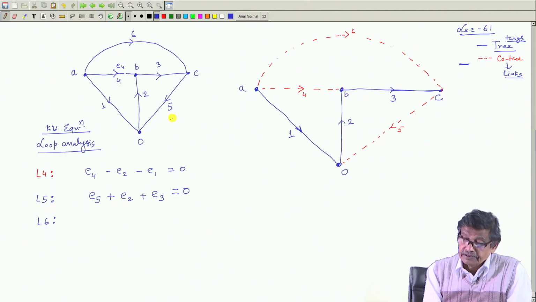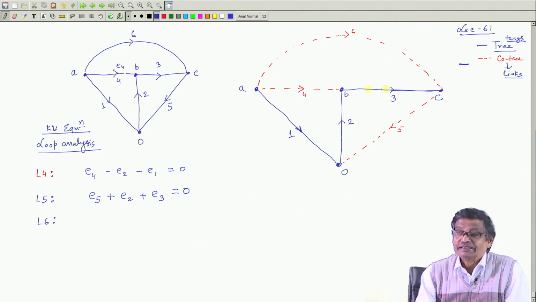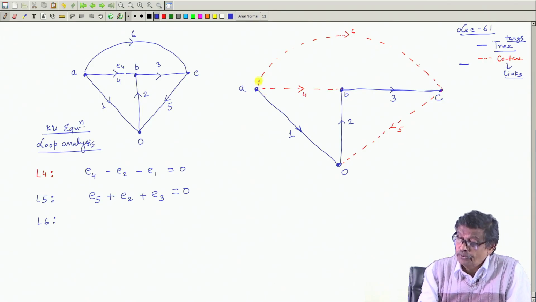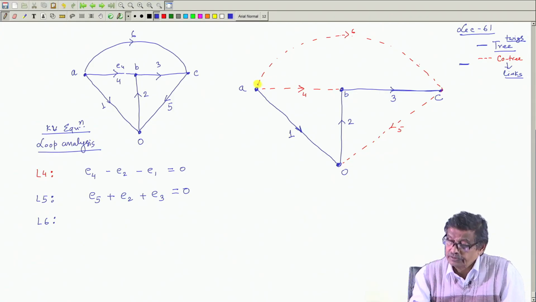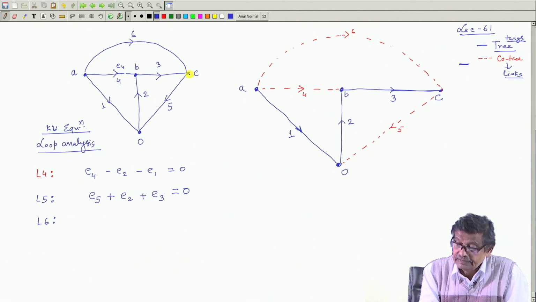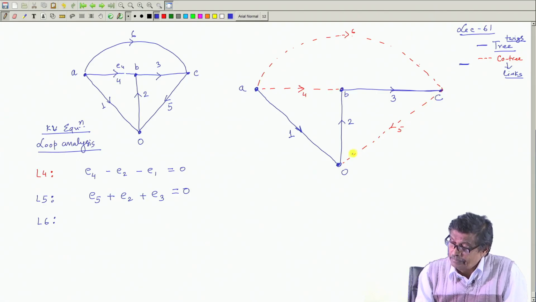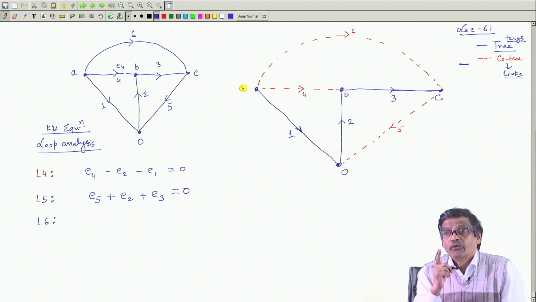In L5 there is one link and two twigs, 2 and 3; this is the second loop. Finally, the loop which will be formed will have only one link. So, this 6 I will take, then I cannot form this loop like this. Okay, KVL will be satisfied, but I will always follow this rule: I will take one link at a time to form a loop.